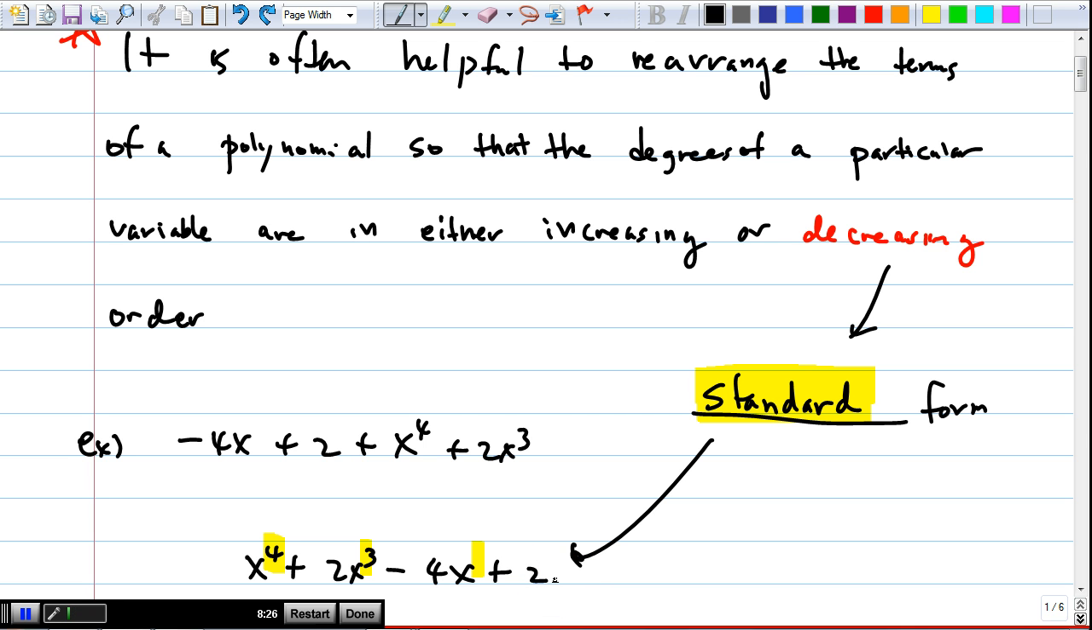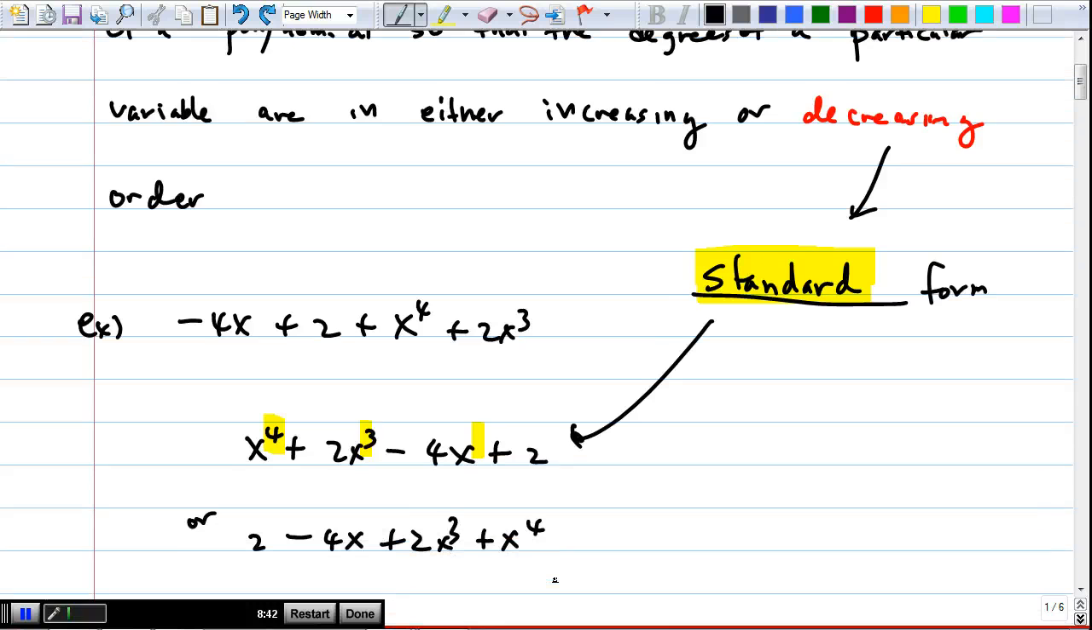Does that make sense? Now, what if you did it in increasing order? Is that wrong to write this as an increasing order? No, it's not wrong. Who could tell me how to rewrite this in increasing order? Judy? 2 + -4x + 2x^3 + x^4. That's right. So you could just write it this way: 2 plus -4x plus 2x³ plus x^4. It's exactly the opposite order of what we had before.